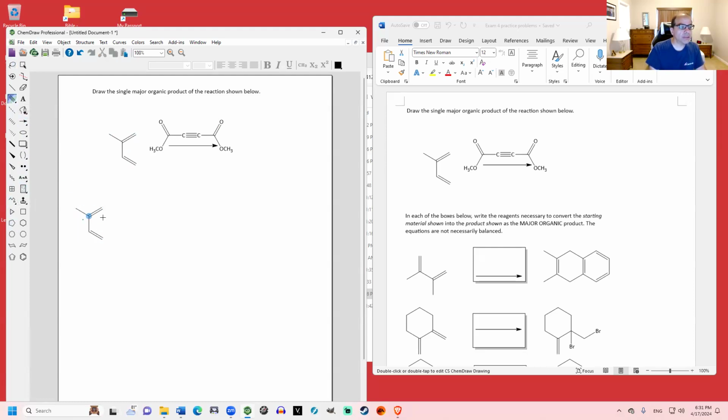we need to draw the mechanism. So we line up our dienophile with our diene. I mean, I don't know of a way of just looking at it and knowing what the product is. I think it's safest to draw the mechanism. And there are methyl esters.